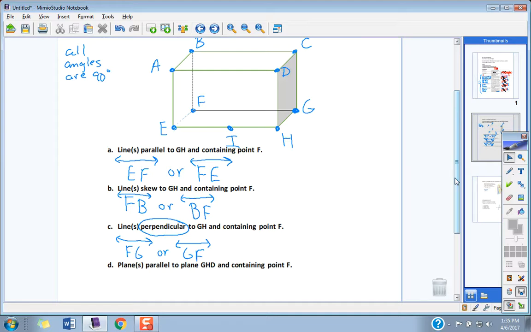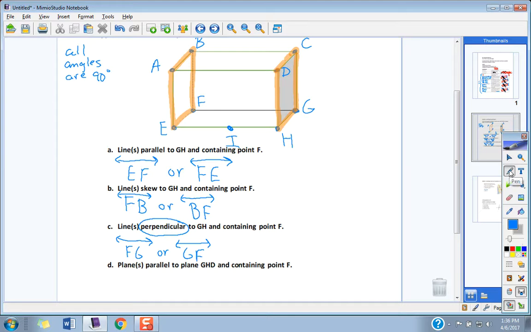So in this last example right down here, they want to say what plane or planes are parallel to plane GHD. All right, let's find plane GHD. G to H to D is right here. Looks like we're talking about which side, kids? This whole right side that's shaded. You guys agree that's the right side? Yeah. So which side would be parallel to that in this diagram? A, B, E, F. Okay, so the left side would be. Those two sides would be parallel to each other.